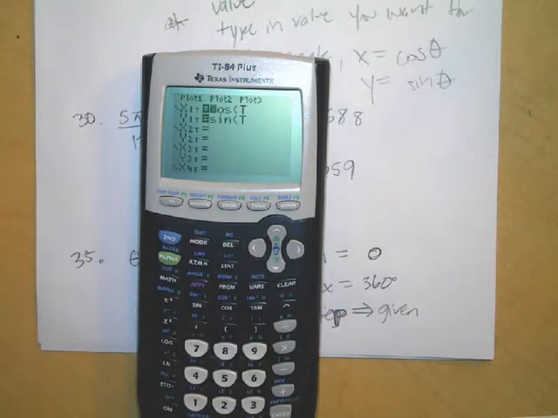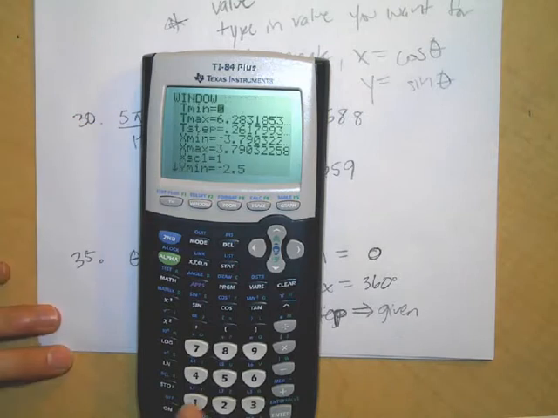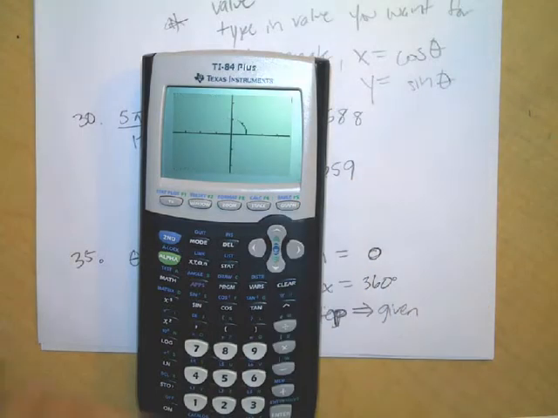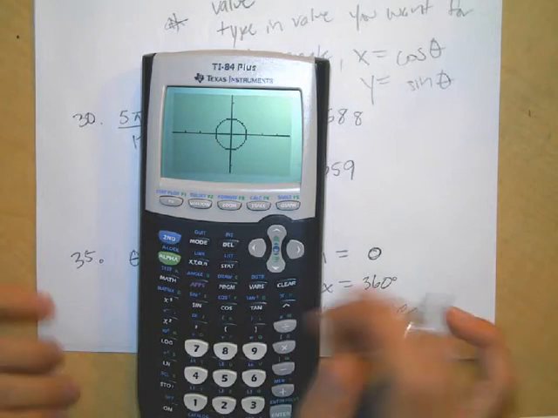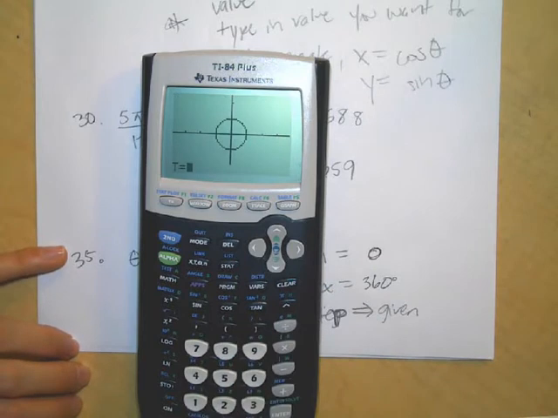We still have cosine t, sine t. For our window, we put 0 and 360. And then our step says use a scale of 5, so we'll say 5. And then we'll graph it. So again, it graphs a circle. Then we want to find 120, so we hit second trace, value, and what value are we going to put in?